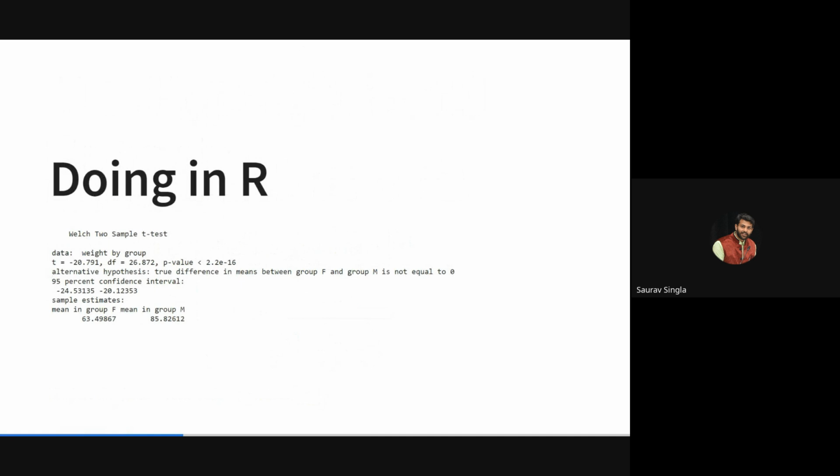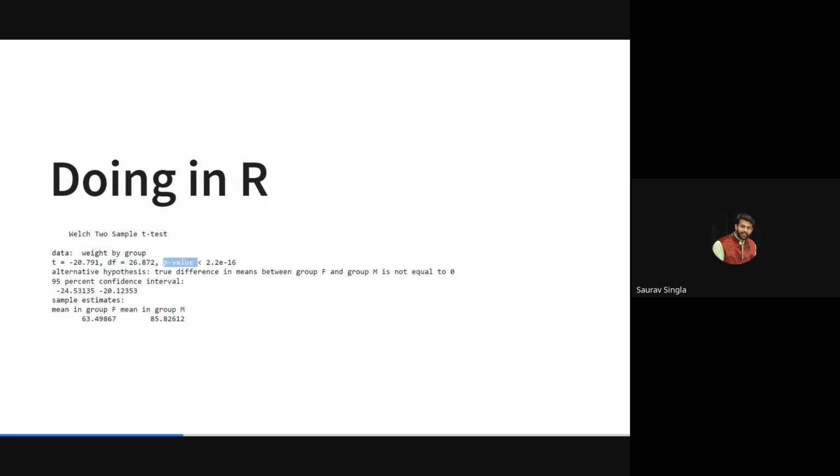So what you are getting over here is a t value. This is the t value here, minus 20. Here the degrees of freedom is 26. This is actually corrected degrees of freedom, because an advanced method is being used in R. So it is using corrected degrees of freedom instead of actual degrees of freedom.